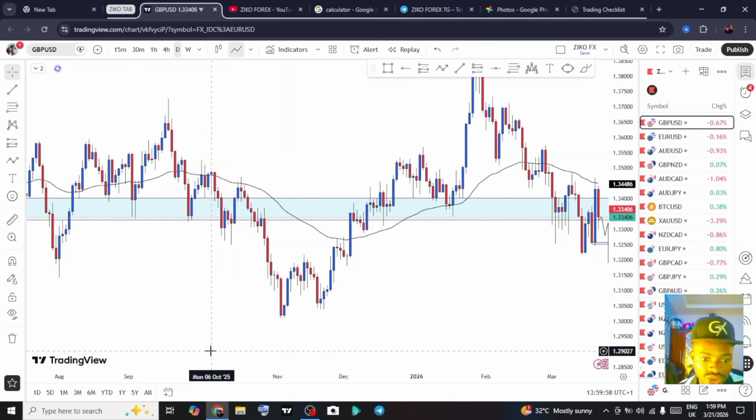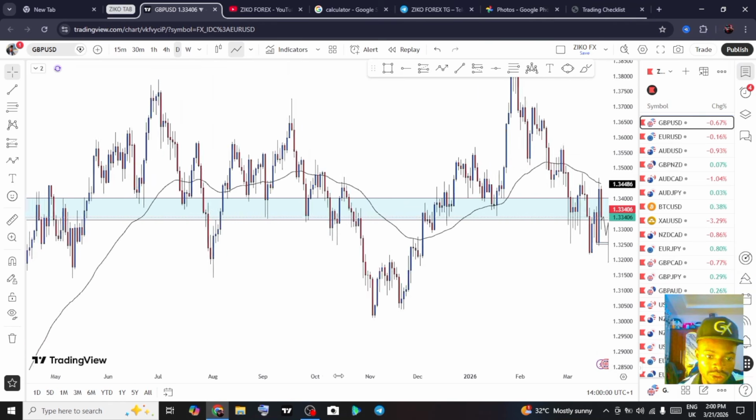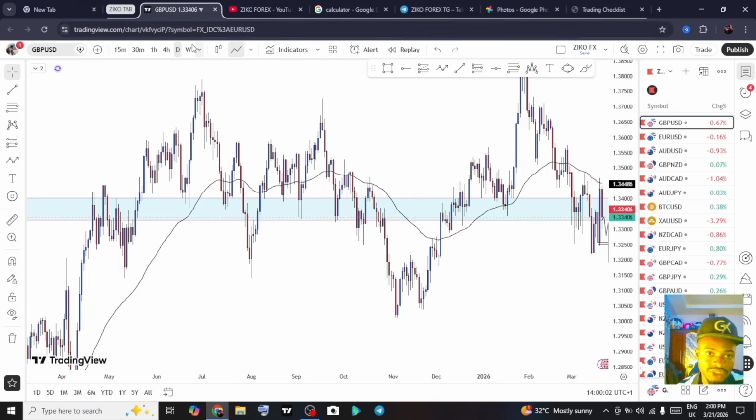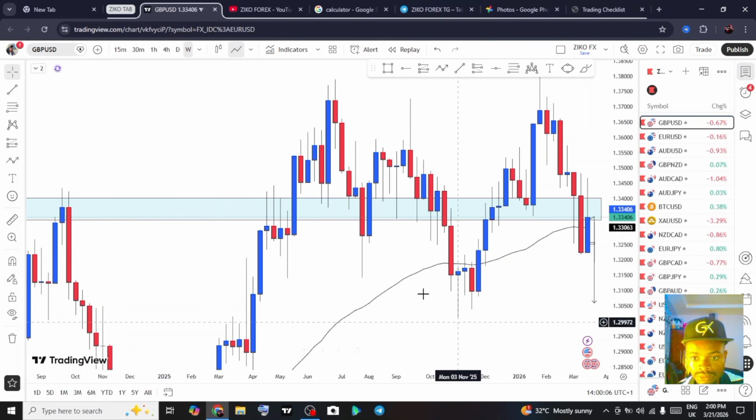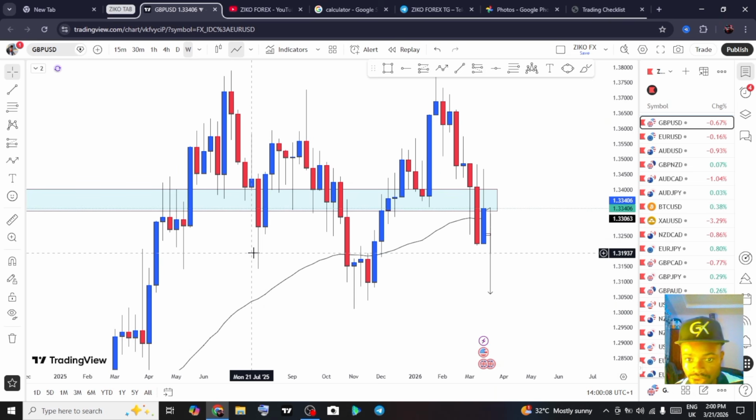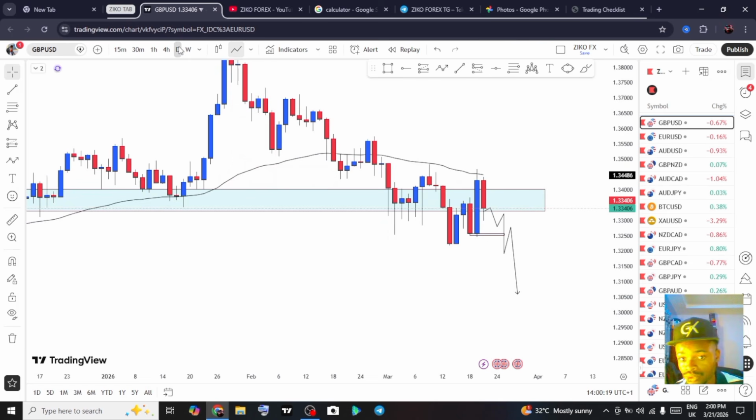So we have a very strong area of interest right here on the daily time frame. If I go over to the weekly time frame, you can also see that we have multiple rejections on that same area, right? So this is a daily and a weekly area of interest. Now, weekly time frame is also bearish, and daily time frame is also bearish. So we have two time frames in sync with the higher time frames.